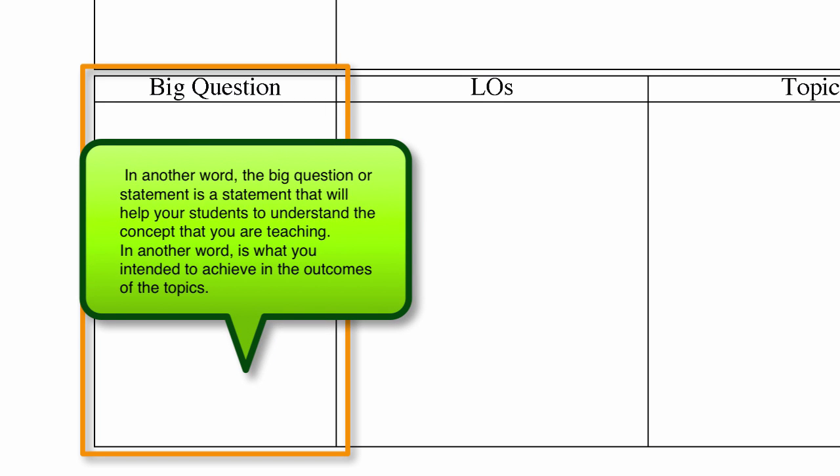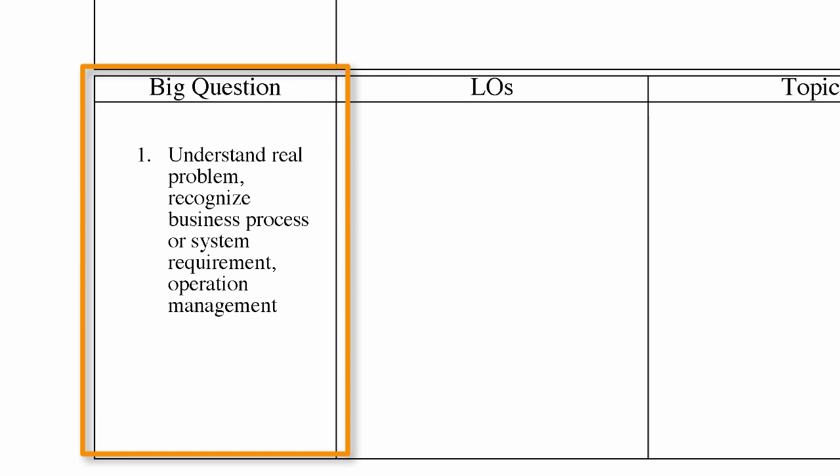In another word, the big question or statement is a statement that will help your students to understand the concept that you are teaching. In another word, is what you intended to achieve in the outcomes of the topics. For example, understand real problem, recognize business process or system requirement, operation management.